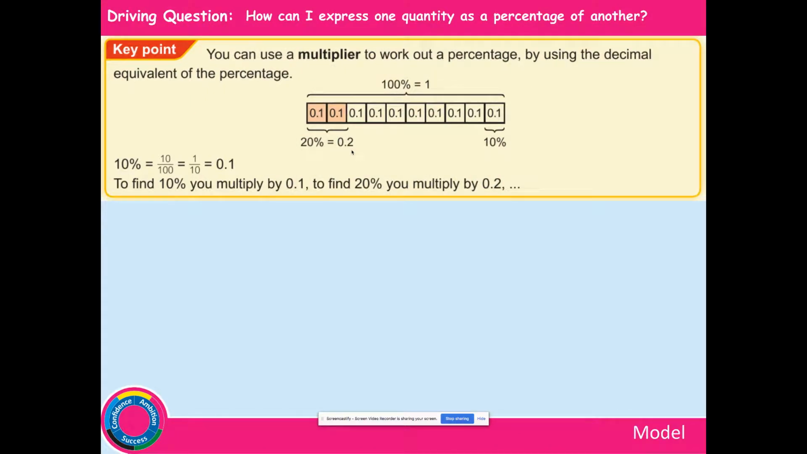So to find 10%, you would multiply by 0.1. To find 20%, multiply by 0.2. If you needed to find 30%, you would multiply by 0.3, etc. I would suggest actually doing that little grid so that you can refer to it later. I think I've put it on the next slide anyway, to help you, but it would be a good idea if you had it in your books. That would be good to refer back to.